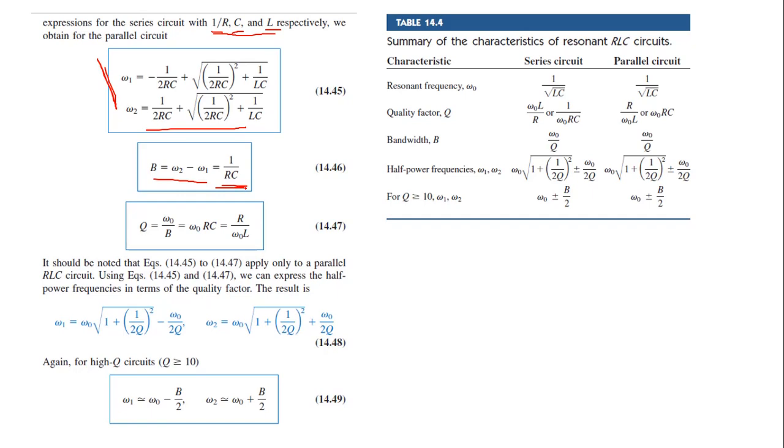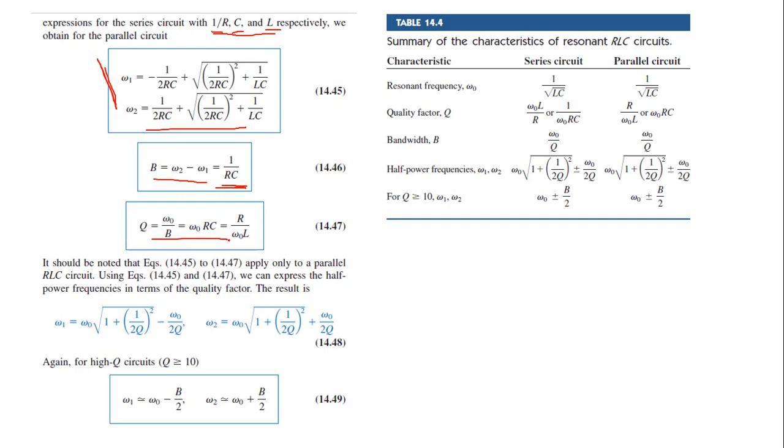For a series resonance circuit, bandwidth was equal to R by L. So instead replace R by 1 by R and L by C, we will get 1 by RC. So next is quality factor.